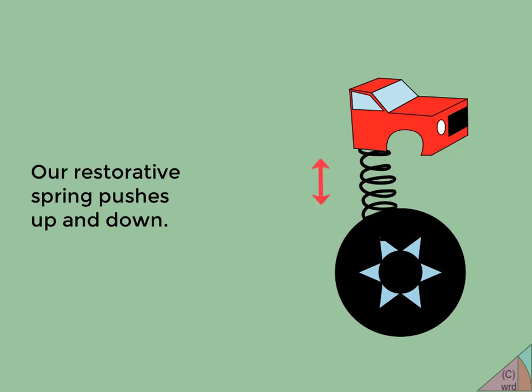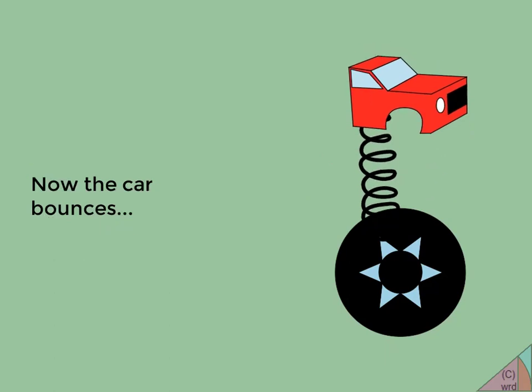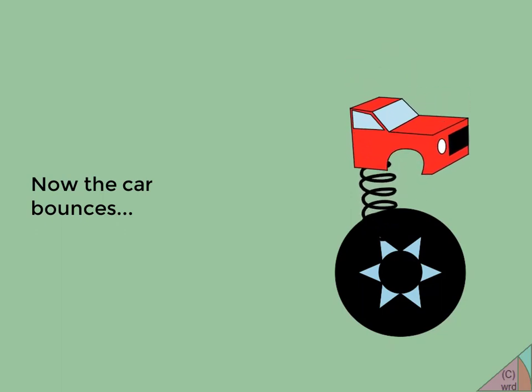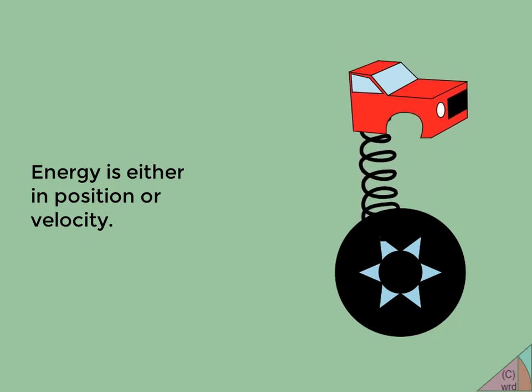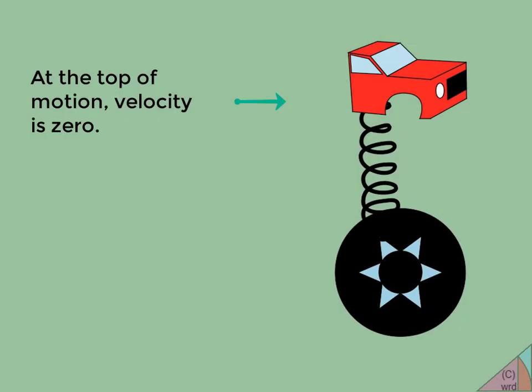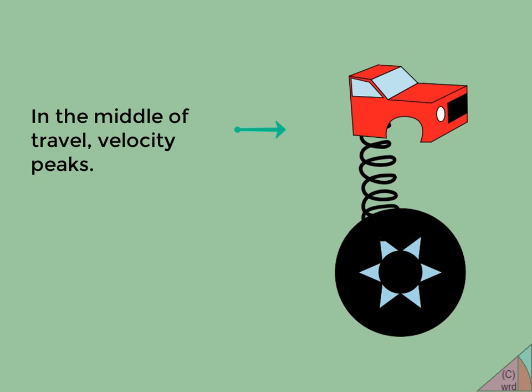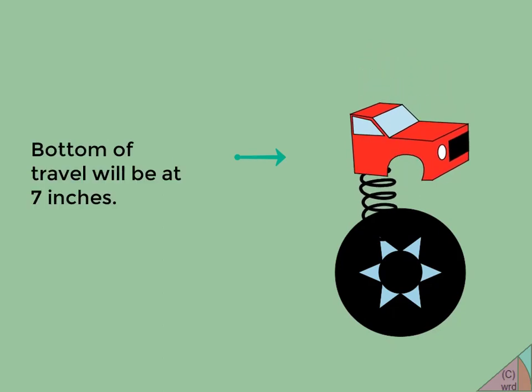The spring, being restorative, pushes down on the wheel and up on the car. This force gets the velocity account changing and ultimately the car position account changing. As the undamped car bounces along, energy is either in position or velocity. As the car height above the wheel peaks, let's say at 13 inches, velocity will temporarily be 0. A bit later when the spring gets the car back to 10 inches above the wheel, velocity will be peaking as the car heads towards the bottom of its travel at 7 inches.